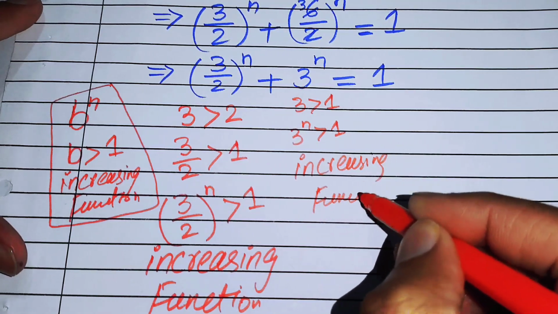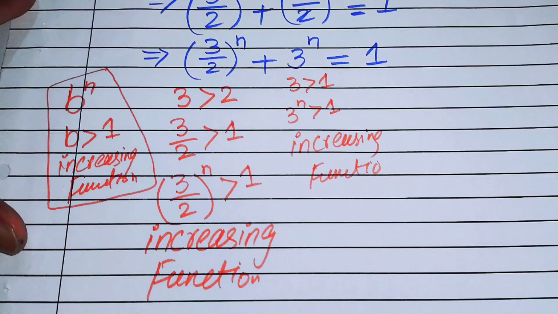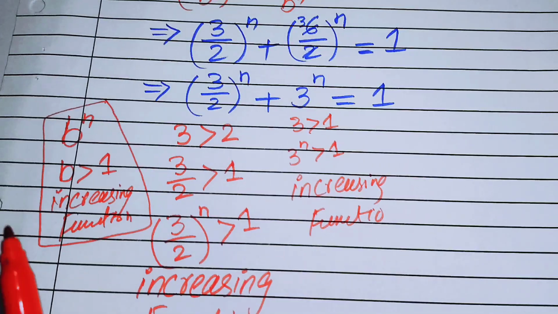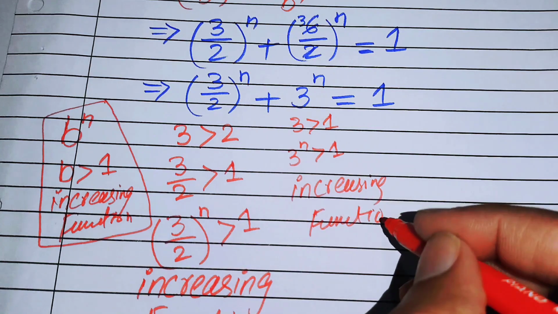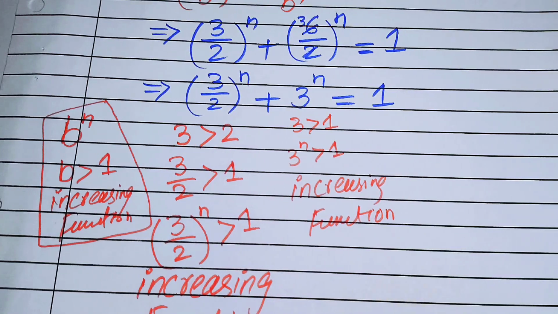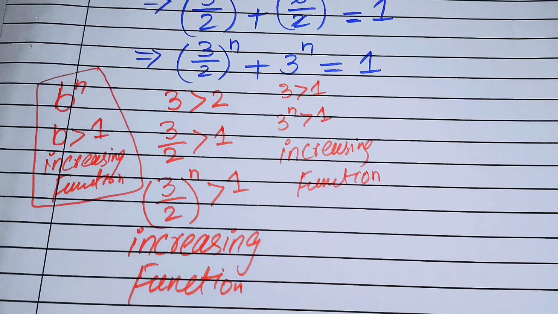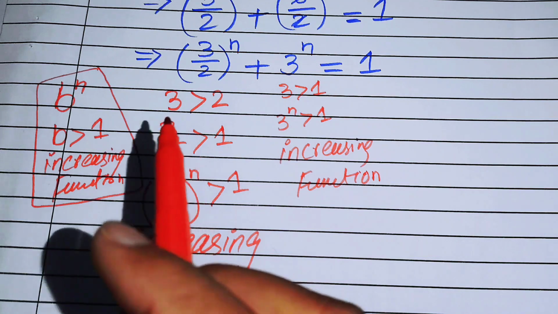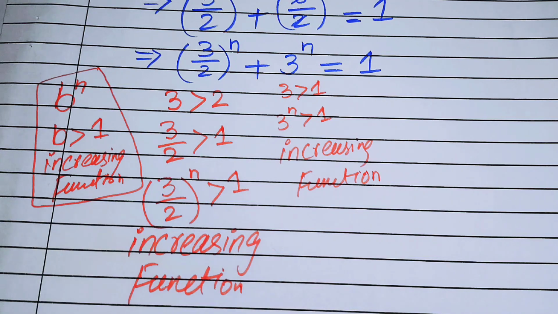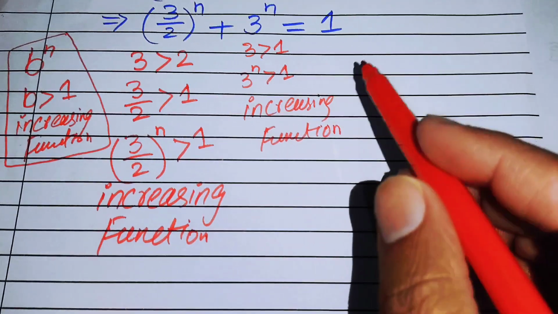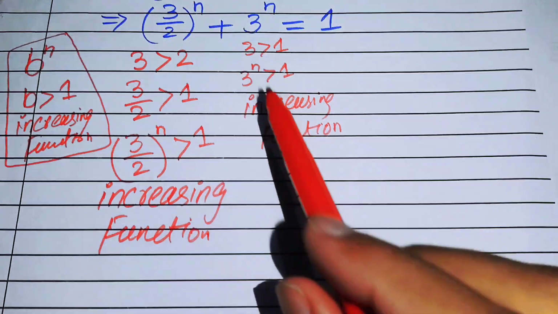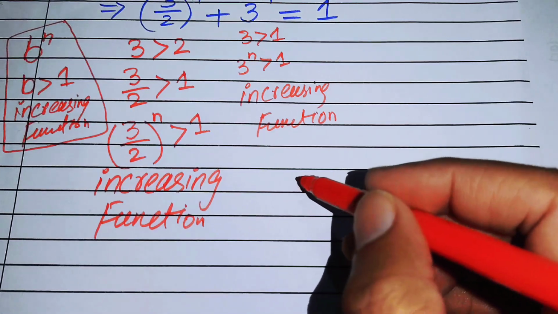Now you see that on the left hand side we have the sum of two increasing functions, and we know that the sum of two increasing functions is also an increasing function. So it means that our left hand side is an increasing function and our right hand side is a constant function.